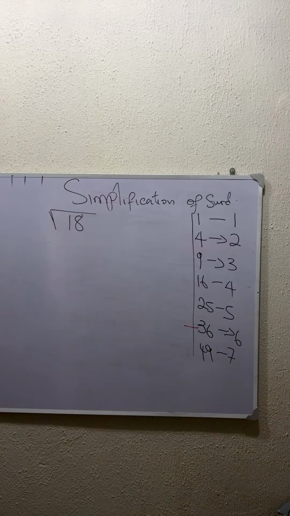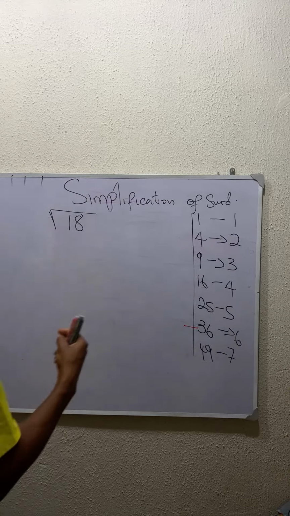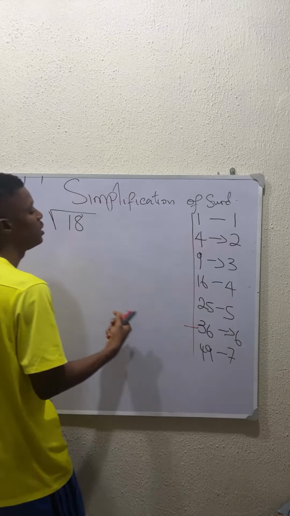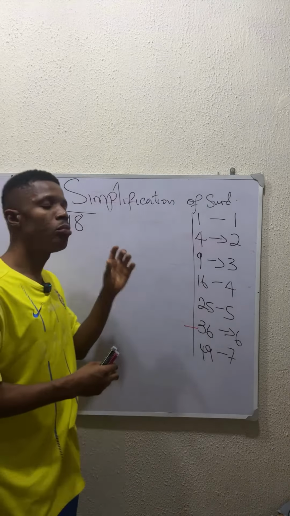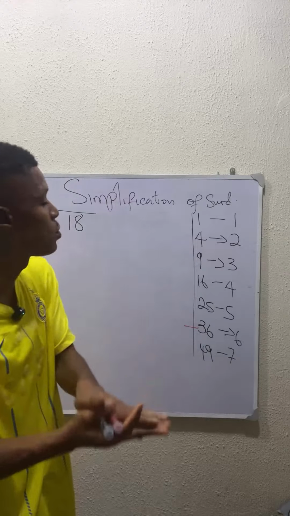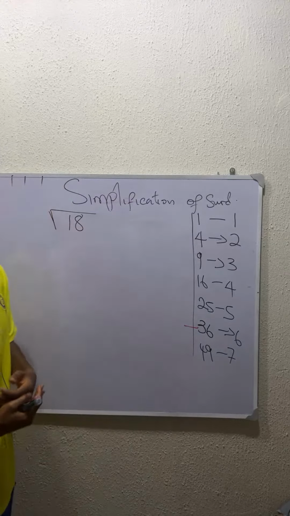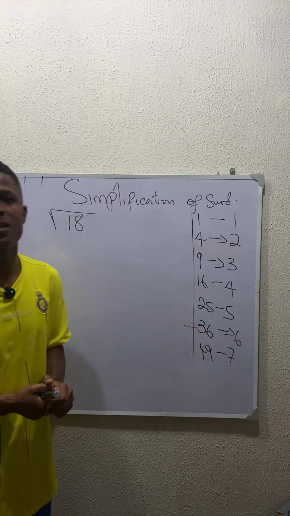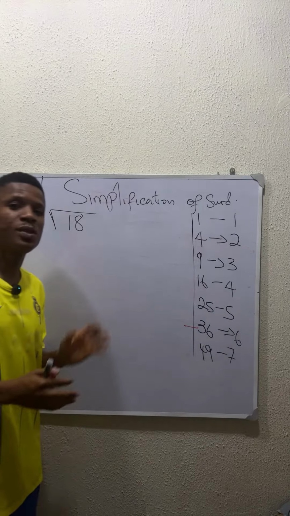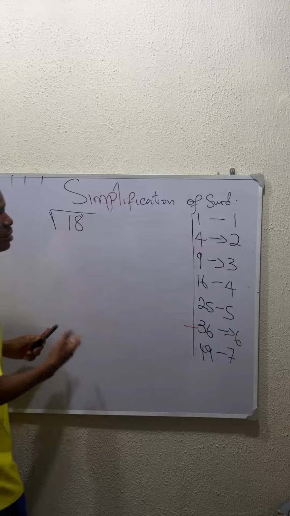But the thing there in reducing the surd to its lowest term is to check on the list of the perfect squares that we have, the one that can divide this without any remainder and must be the closest perfect square to the number inside the square root. So let me know in the comments, what's the perfect square that is closest to root 18?